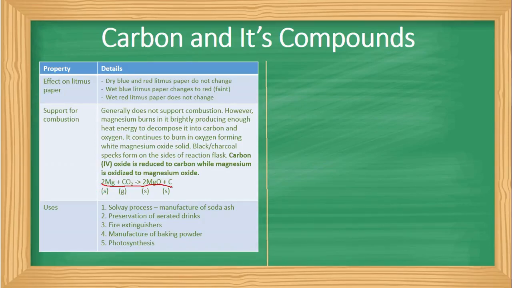Now we look at the uses of carbon dioxide. One is in the Solvay process, in manufacture of soda ash. It is also used to preserve aerated drinks. It's also used to make fire extinguishers. As we have said, it doesn't support combustion. That's why it is useful in making extinguishers. It's also used in manufacture of baking powder and also in photosynthesis, the process by which plants make their own food. So now let us look at the other compound of carbon, which is carbon 2 oxide.